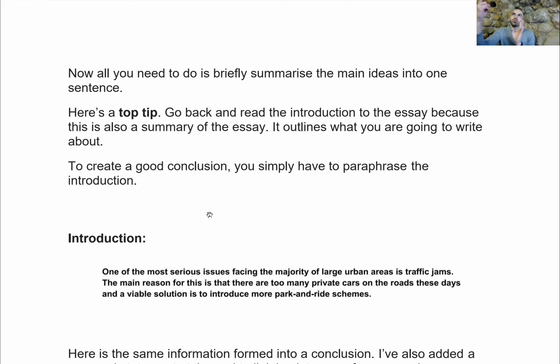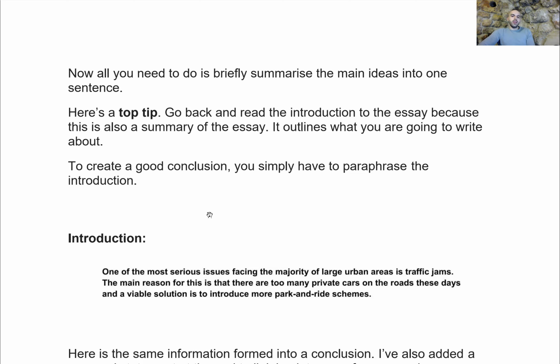So you can go back to the introduction, read it again, and then go back to the conclusion and try to paraphrase the introduction. Just write it in a different way, okay? You can't add any new ideas. If you feel like you are short of words, you can just try to add another sentence in the conclusion, which is a recommendation or suggestion sentence. I will show you an example right now.